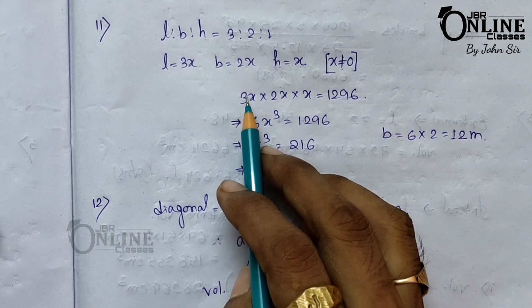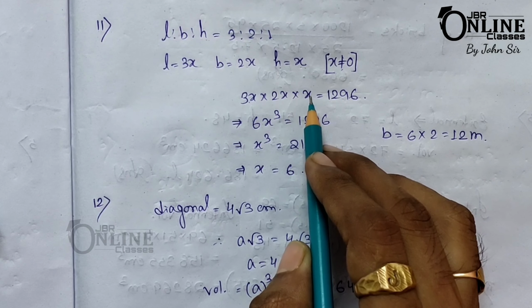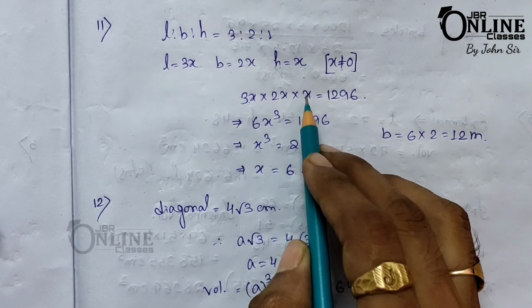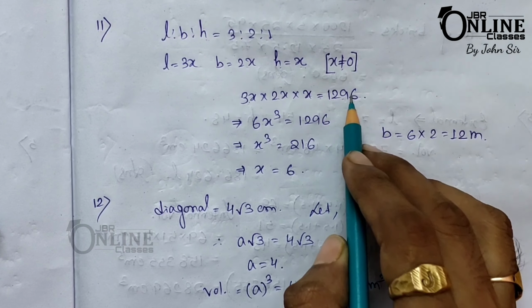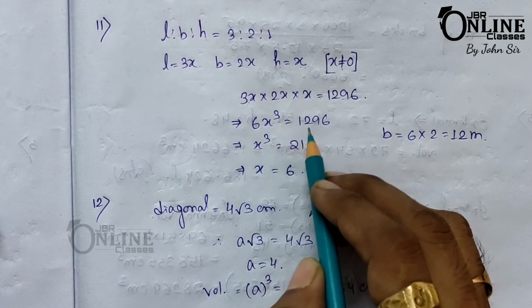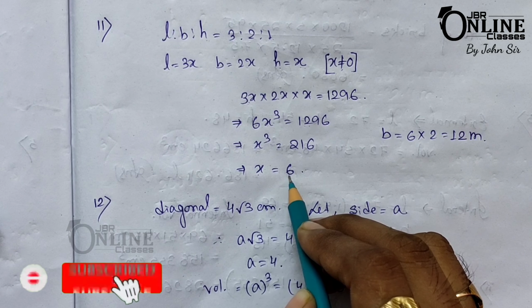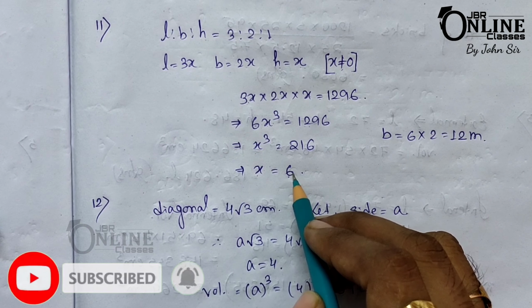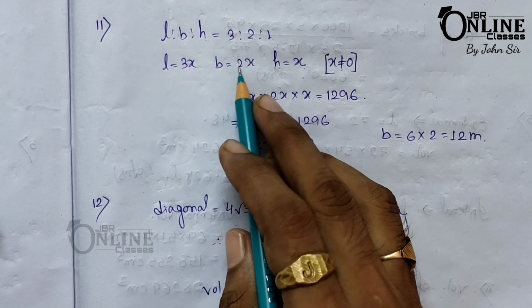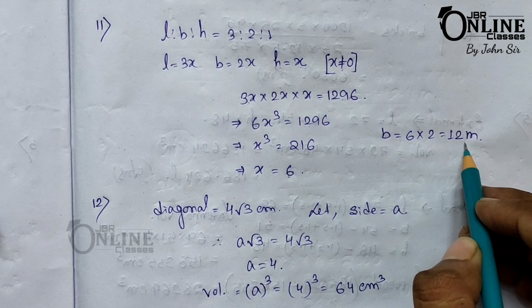Now you know the formula of volume, that is length into breadth into height. So 3x into 2x into x equal to 1296, it's given. So here 6x cube equal to 1296, and from that x equal to 6. Now if x equal to 6, then breadth equal to 2 into 6, and that equal to 12.